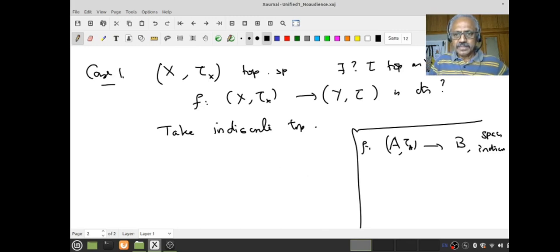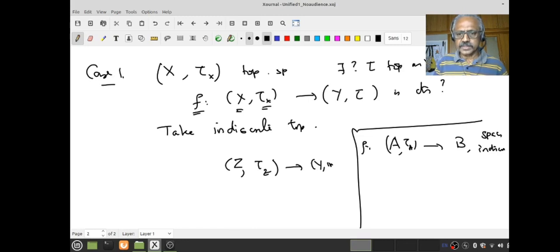Why? If I take the indiscrete topology, it has no relation to X, no relation to tau X, and certainly no relation to F. It could have been any space Z with any topology tau Z, and any map G from Z to (Y, tau) indiscrete, and this will also be continuous. Therefore, the data given, namely (X, tau X) and F, are never used. And remember, the indiscrete topology is the smallest topology. So what is a very natural question you should ask?